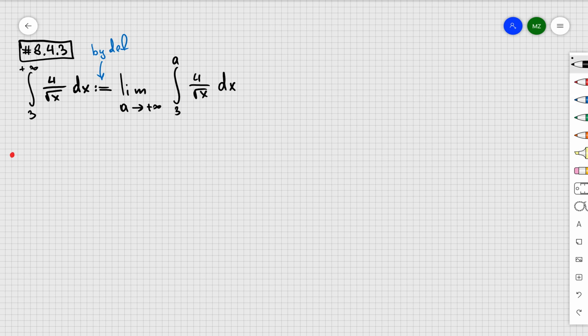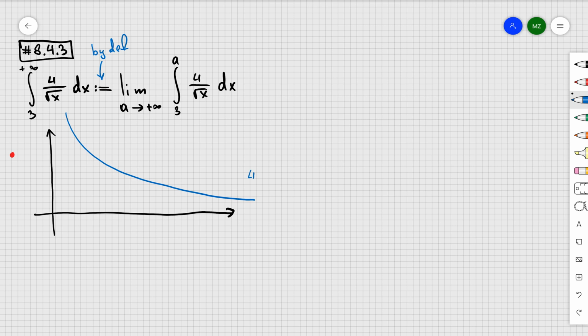So what is the meaning of an improper integral? You can see in our limit we have a definite integral between 3 and a. And you should remember that the geometric meaning of a definite integral is the area under the curve. So if I sketch this curve 4 over square root of x, and then sketch two lines, 3 and a, I'm going to obtain this area.